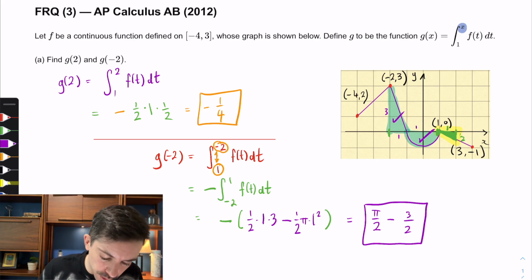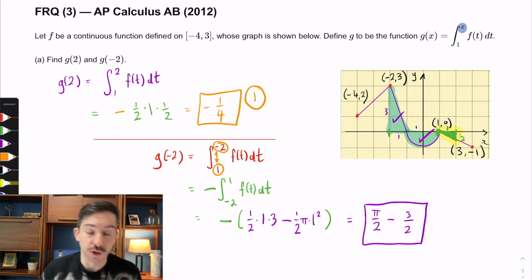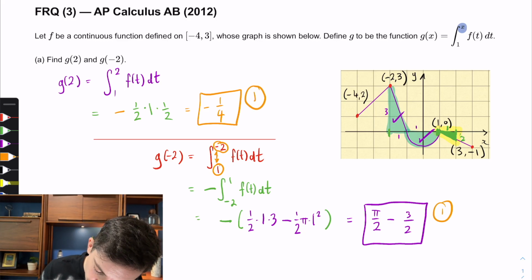So how are the points going here? Well, it's straightforward. You're going to get 1 point for your first correct answer and 1 point for your second correct answer. On to part B.